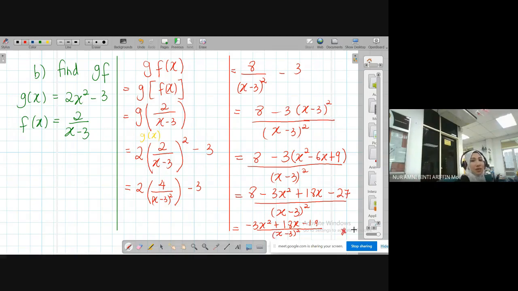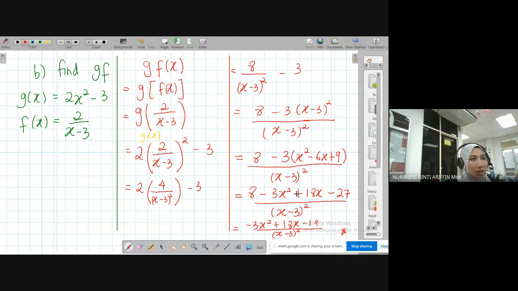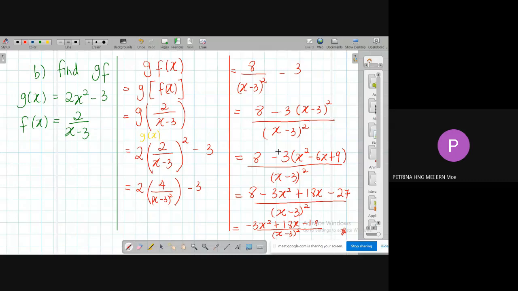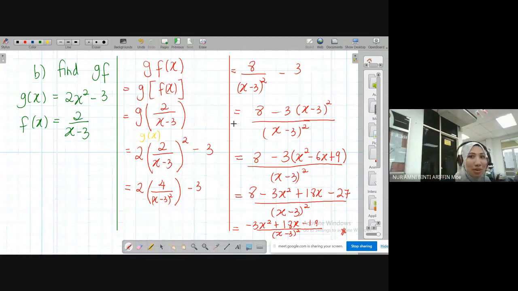Siapa yang dapat jawapan macam ni? Raise up your hand. Cikgu, I thought when you times it, the (x minus 3) squared should be missing? Nanti saya ada rakam, nanti you tengok balik. Okay, Katrina, I thought the (x minus 3) squared need to hilang. Sini, you nak potong? Tak boleh potong, sayang. Kenapa tak boleh potong?